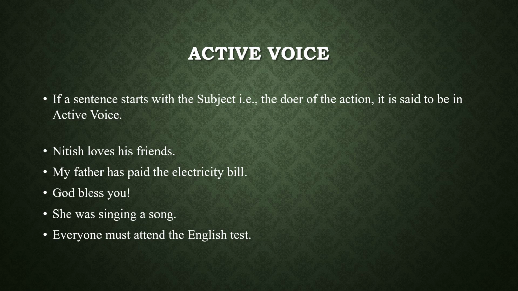Next, she was singing a song. She happens to be both the subject and the doer of the action, and song is the receiver of the action or object in this sentence.